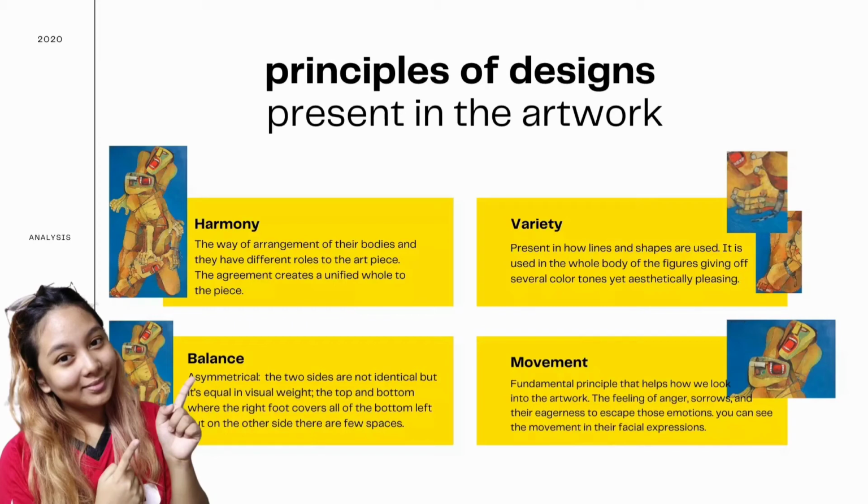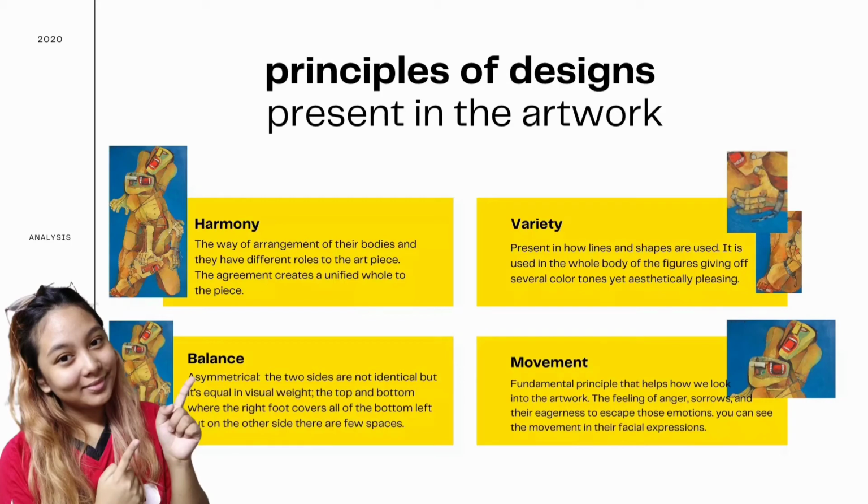Next is variety. We can see here that it is present in how lines and shapes are used. It is used in the whole body of the figures, giving out several color tones, yet aesthetically pleasing. Next is the balance. We have two kinds of balance, the symmetrical and asymmetrical, but here we have asymmetrical. The two sides are not identical, but they are equal in visual weight. The top and bottom, where the right foot covers all, and the bottom left, where other sides have few spaces left. And the last one is the movement.